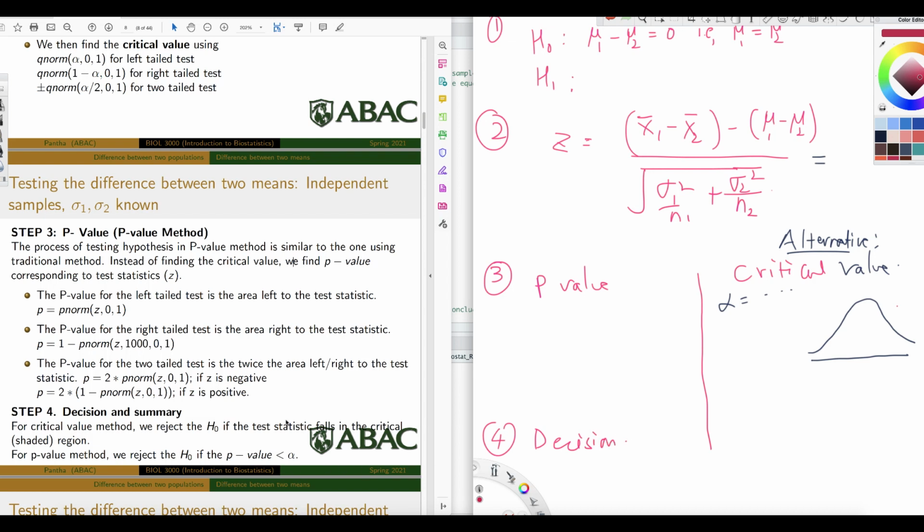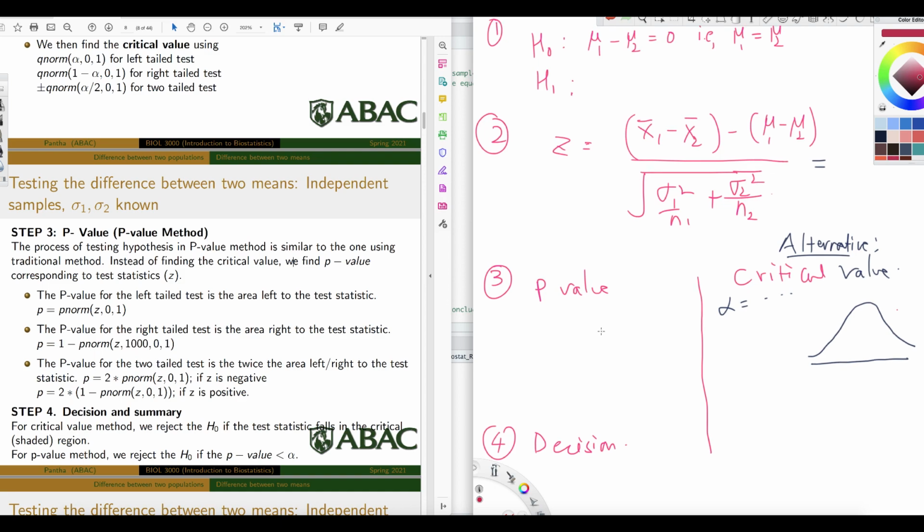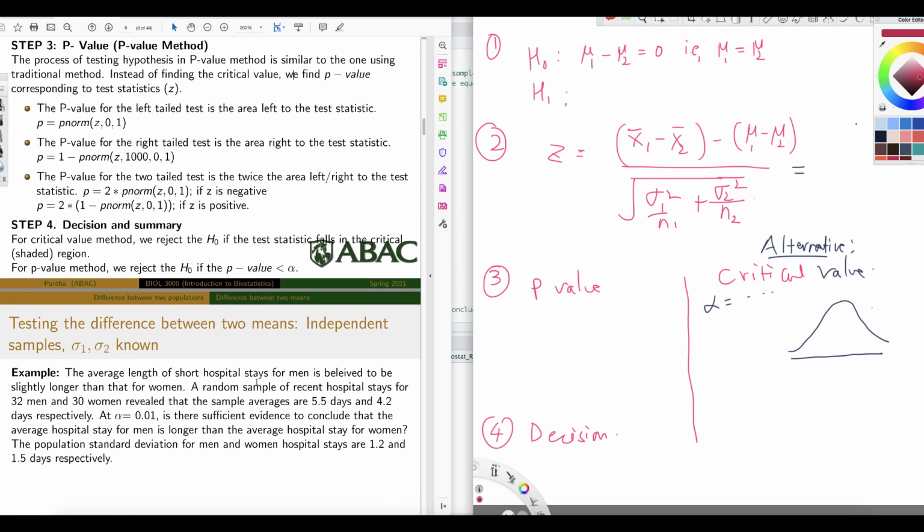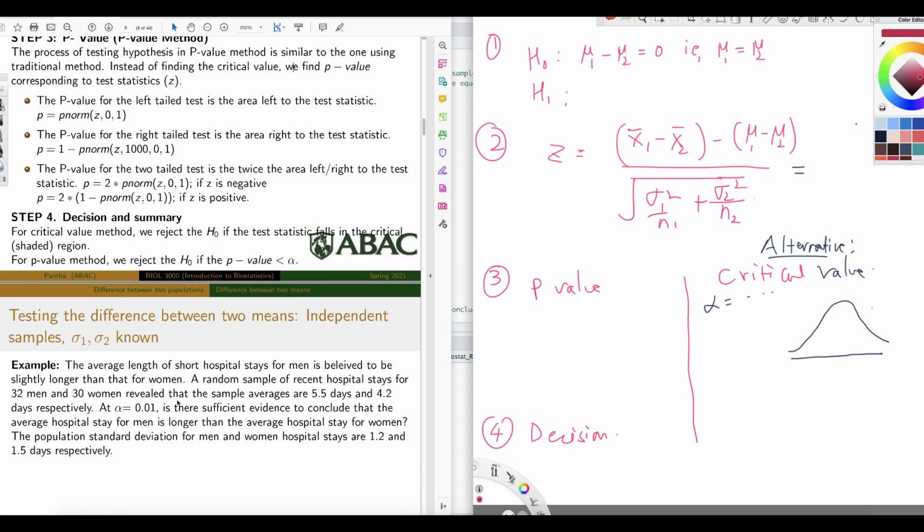Okay guys, what I am going to do next is take one example, and I will do this example using the critical value method and the p-value method. Look at that, the data is not given here. Information about the sample is given, but the data is not. So I'm not using R to do the hypothesis test directly, but I will show you step by step.